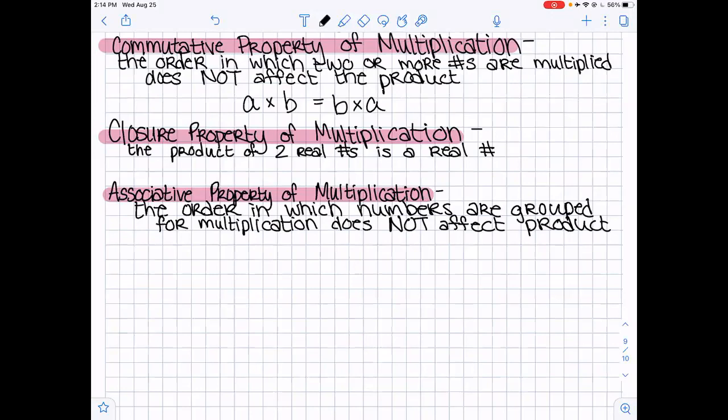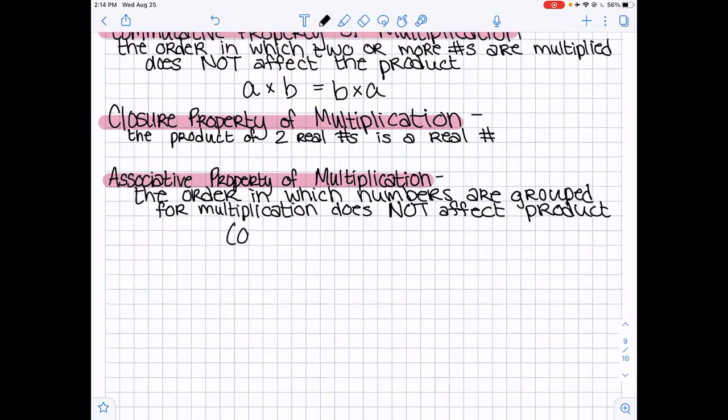Look at it. Okay. So for this one, parentheses A times B times C is the same as if you do A and move the parentheses around B times C. Okay. Does not matter what order you put the parentheses on. It works.